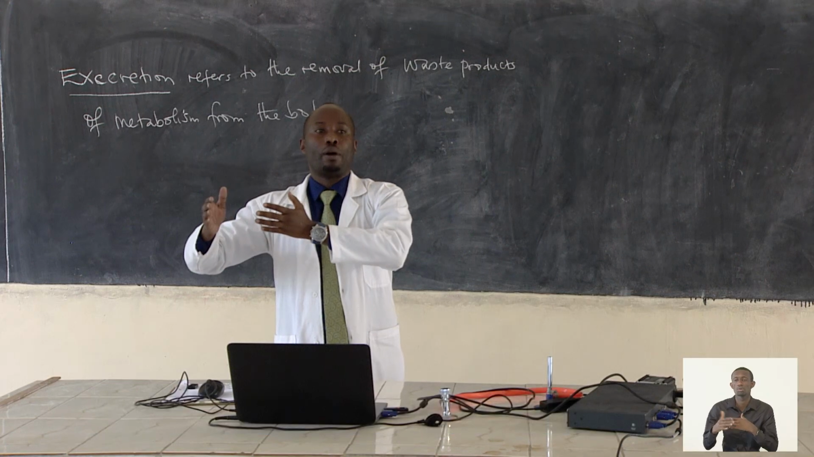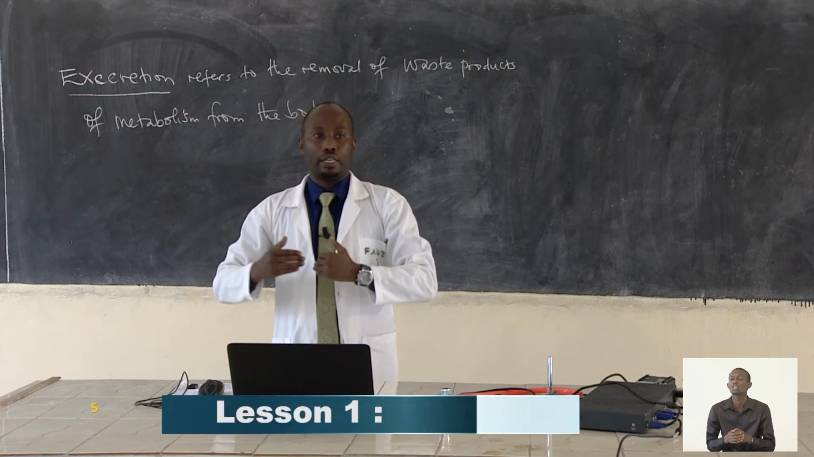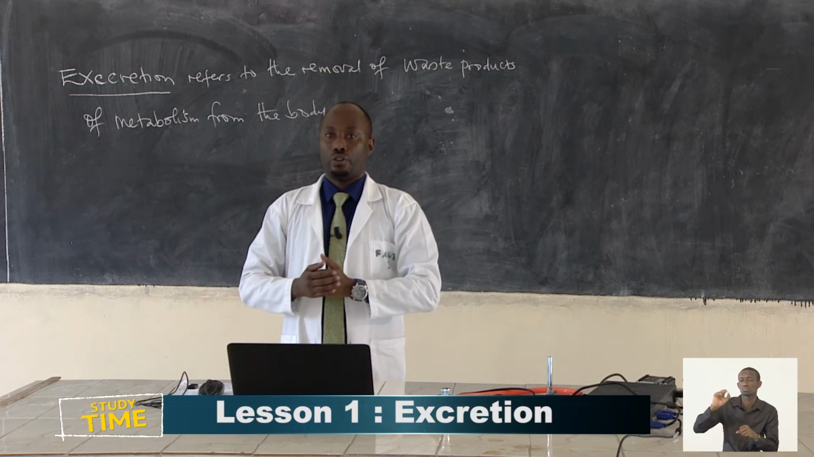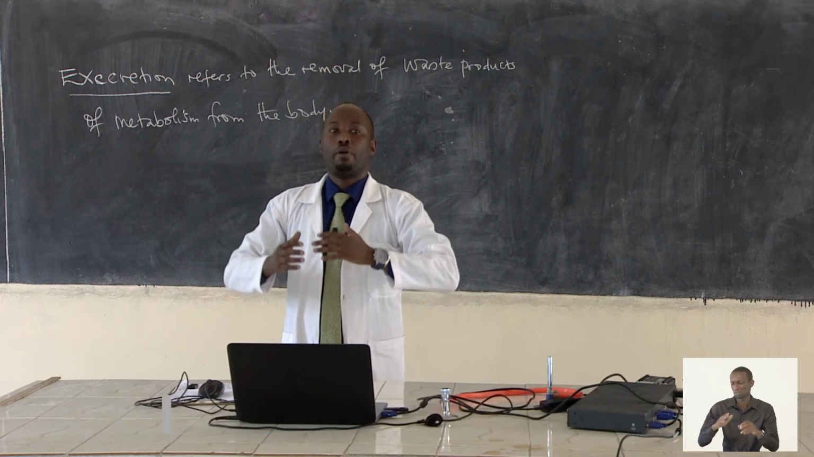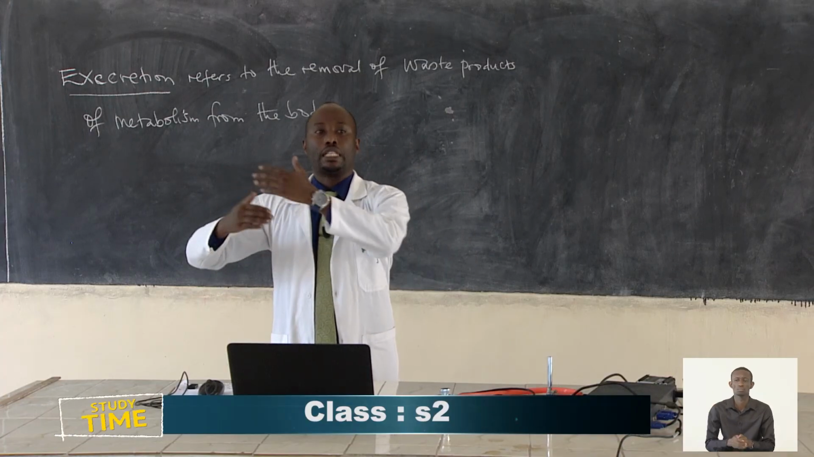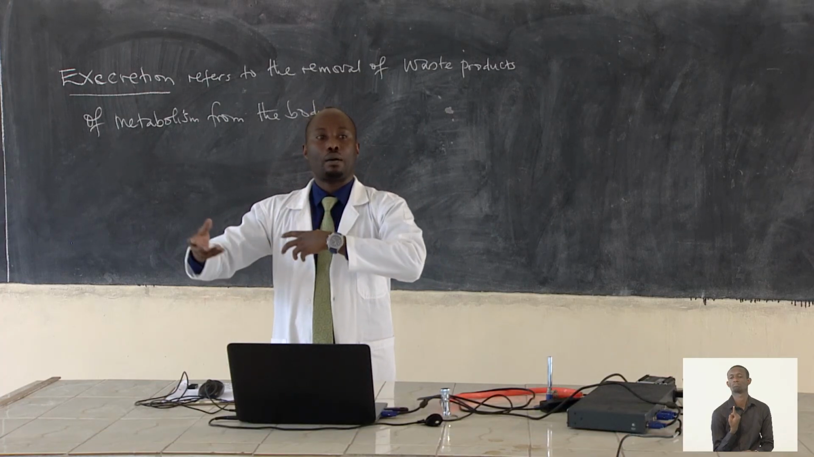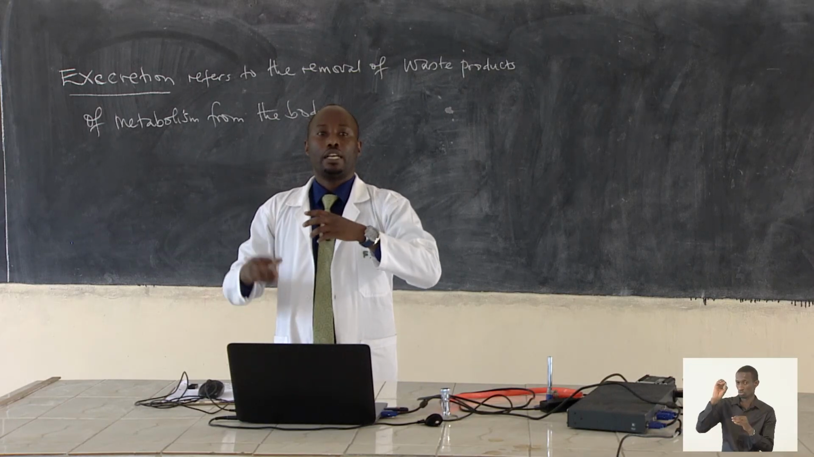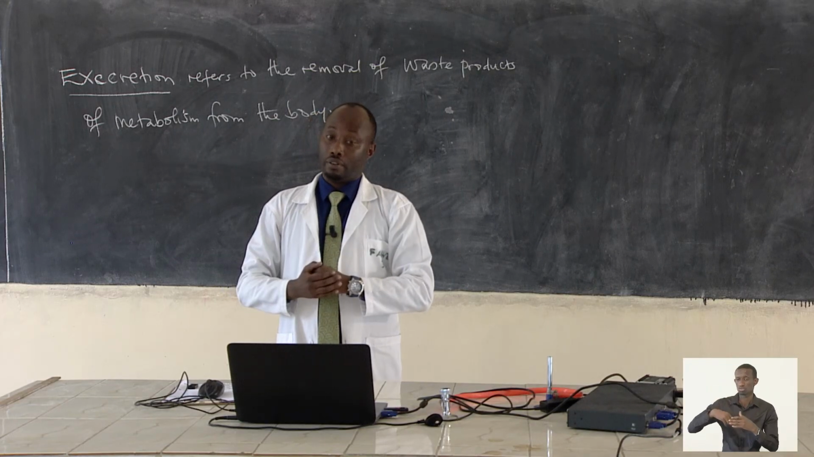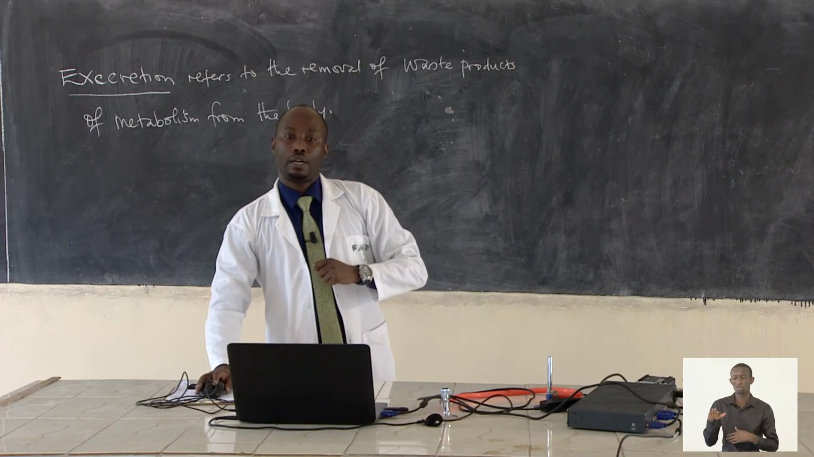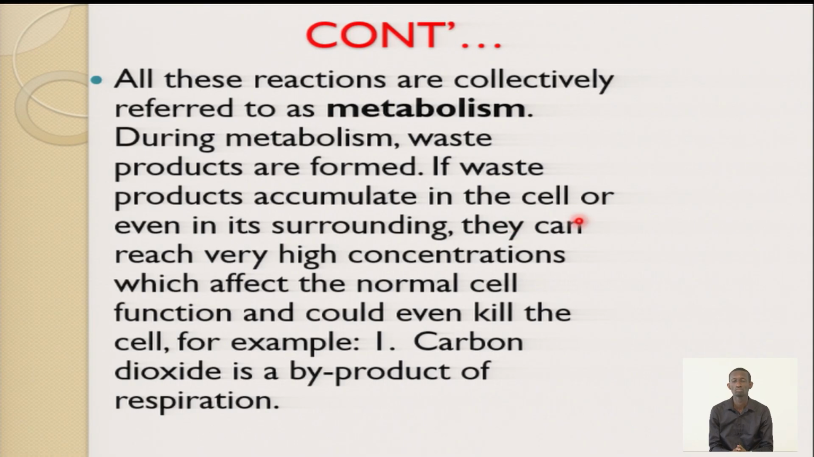Too much excess carbon dioxide can become toxic and can affect the functioning of the cells, all right? So it means that the body has to do all it can to eliminate the excessive carbon dioxide so that once oxygen comes, it will get a space for loading within hemoglobin, all right? So I said even in the surrounding, they can reach very high concentrations, which affect normal cell functioning and could even kill cells. Not only affecting the cell functioning, it can also make some cells die.